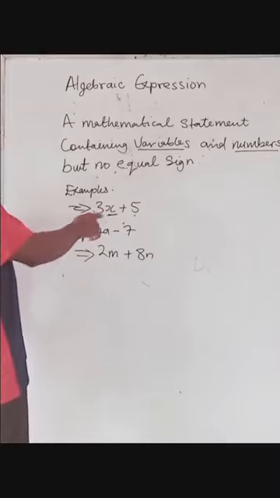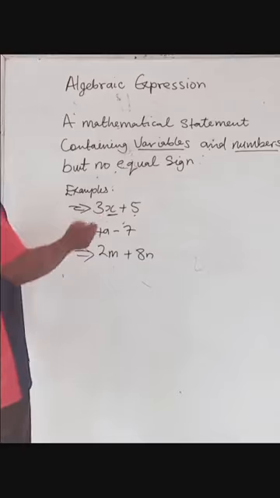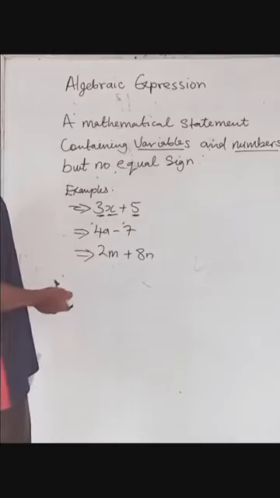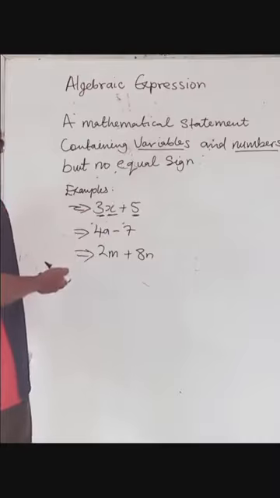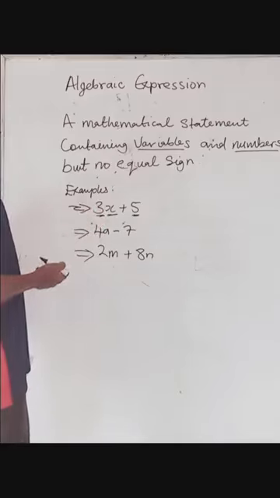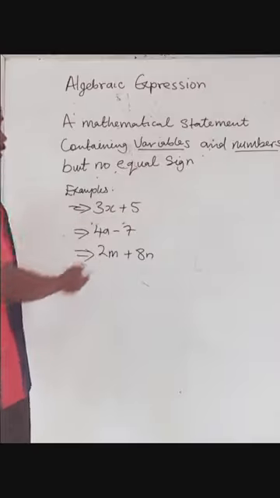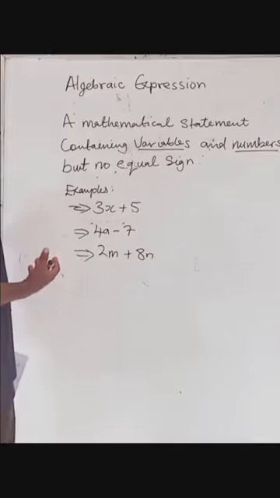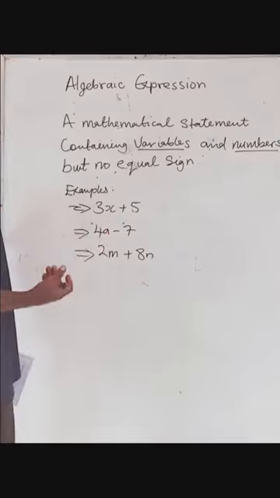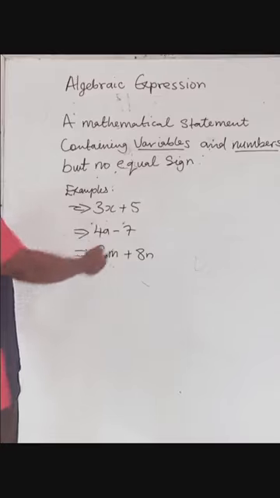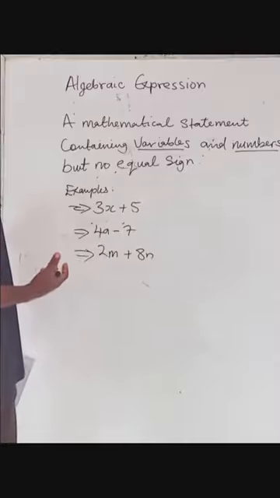And we know that any number that multiplies a variable is a coefficient, while a number that stands alone in an algebraic expression is a constant. So in this algebraic expression, 5 is a constant, x is a variable, and 3 is a coefficient. In the second example, 4a minus 7 is also an algebraic expression. The letter a is a variable. 4, the number that multiplies a, is a coefficient, while 7, the number that stands alone, is a constant.